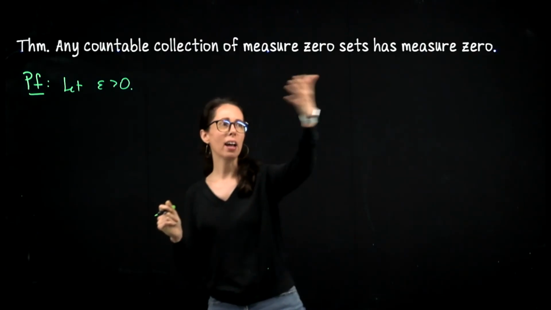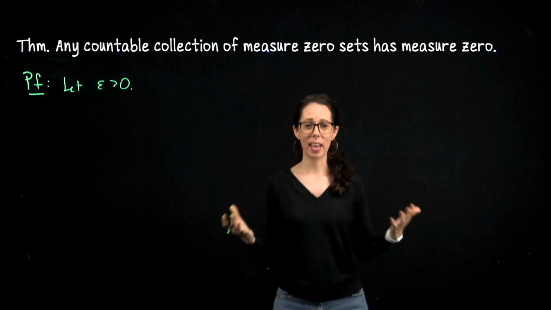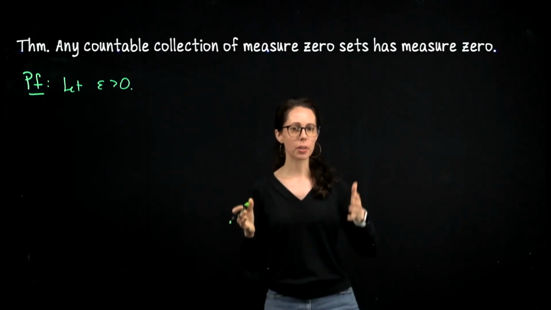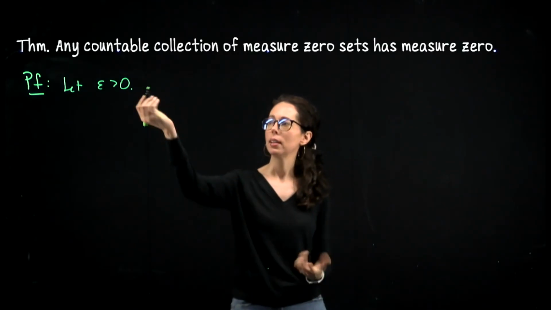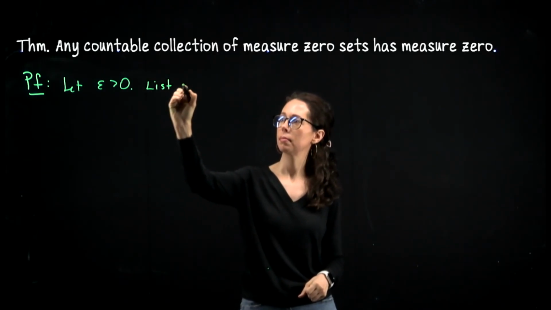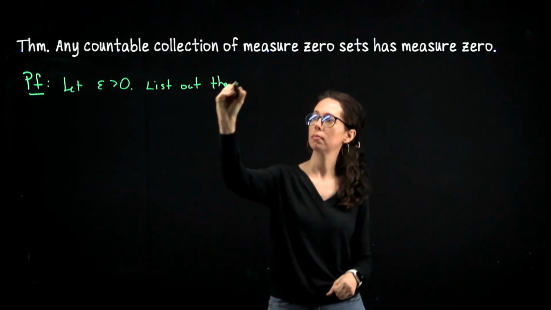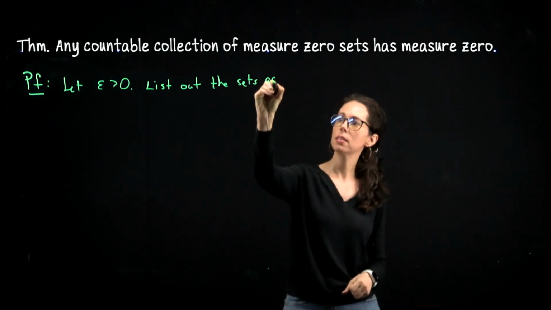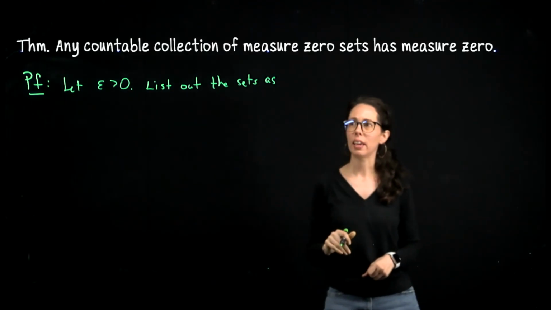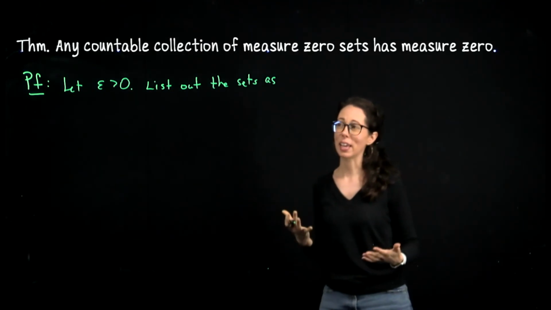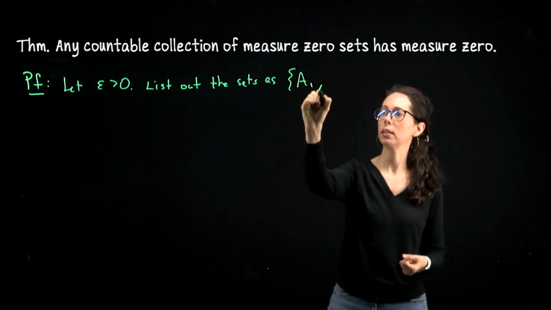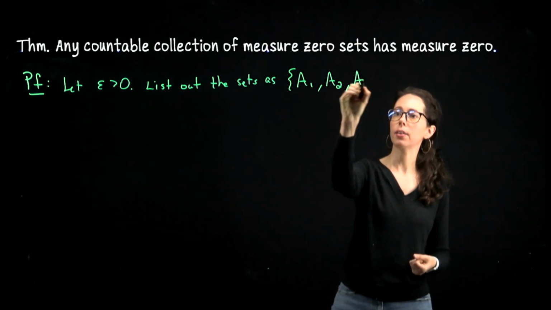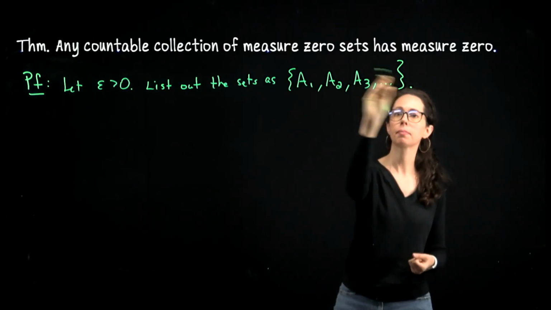We have here a countable collection of measure 0 sets. It's countable, so just like we did with the rational numbers, let's list out the sets. So before it was rational numbers, here it's sets. List out the sets as, we don't know if it's a finite collection. I guess if we say countable collection, it kind of implies countably infinite, but I'm just going to say A1, A2, A3, etc.